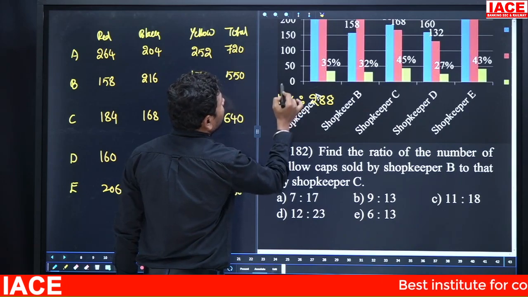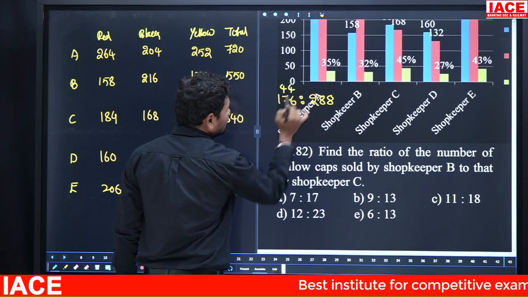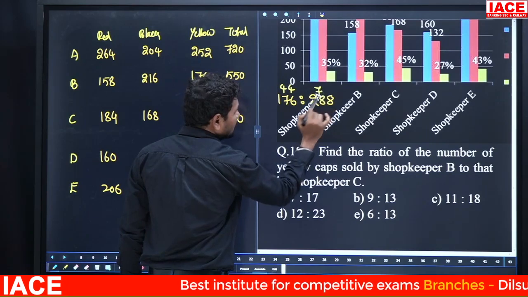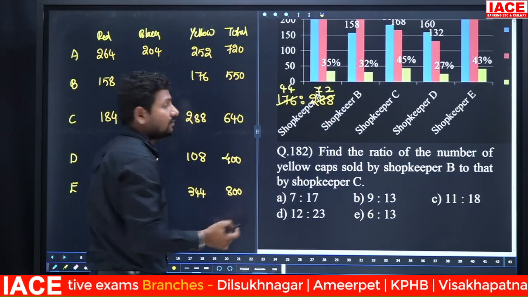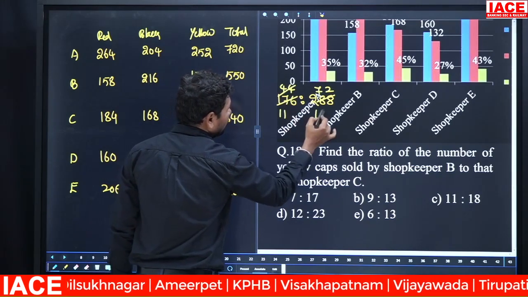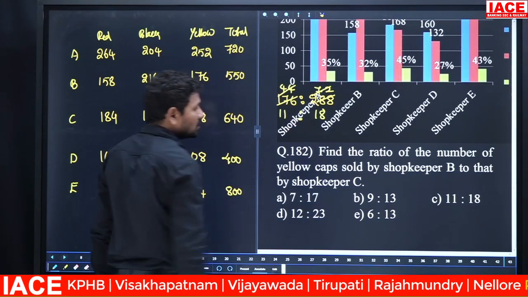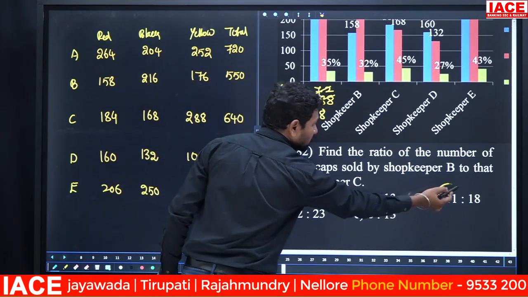4 4s are 16, and 4 4s are 16, and 4 7s are 28. And 4 2s are 8, and 44 and 72 both will be cancelled with 4. 4 11s are 44 and 4 18s are 72. Then the final answer is what? 11 is to 18. 11 is to 18. Option C.